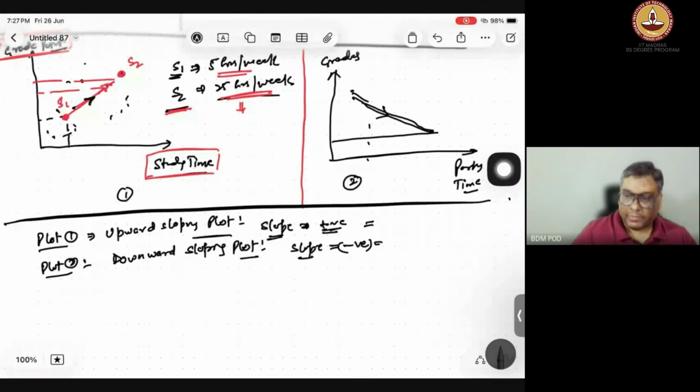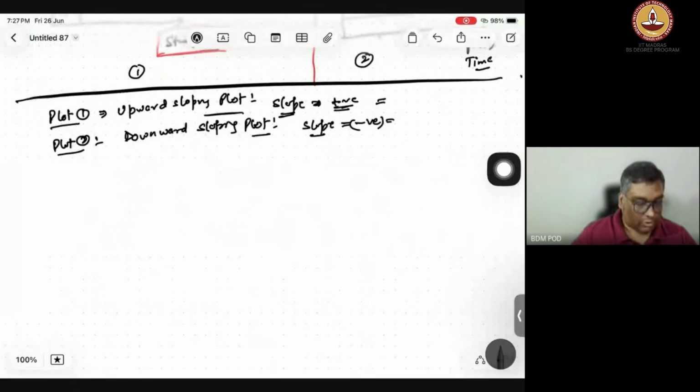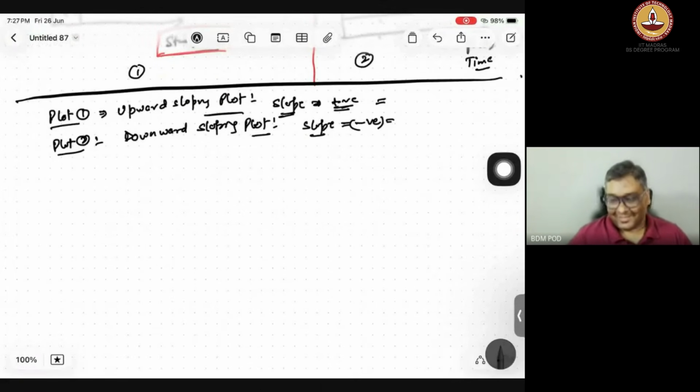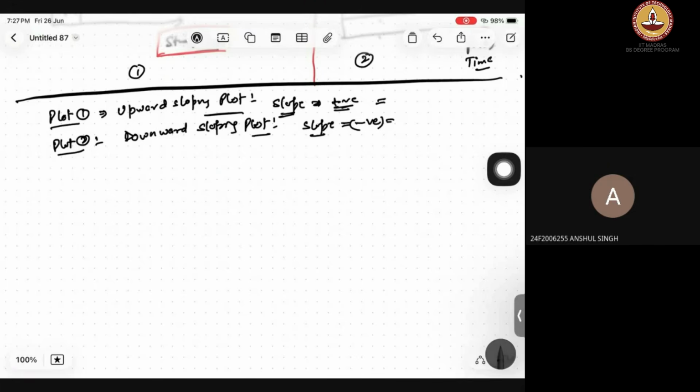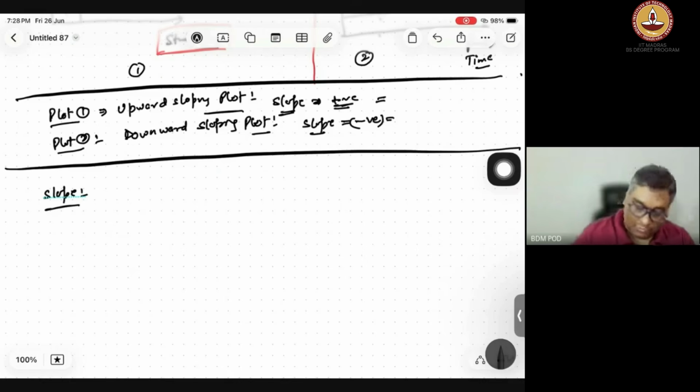Now, what do you mean by the slope? We are discussing the slope. Any idea about the slope? What do you mean by the slope? Excuse me, sir. Am I audible? Yeah, please. Sir, slope is a mathematical term for change in y-axis to the change in x-axis. That means how fast or slow the data changes. Correct. Absolutely correct.